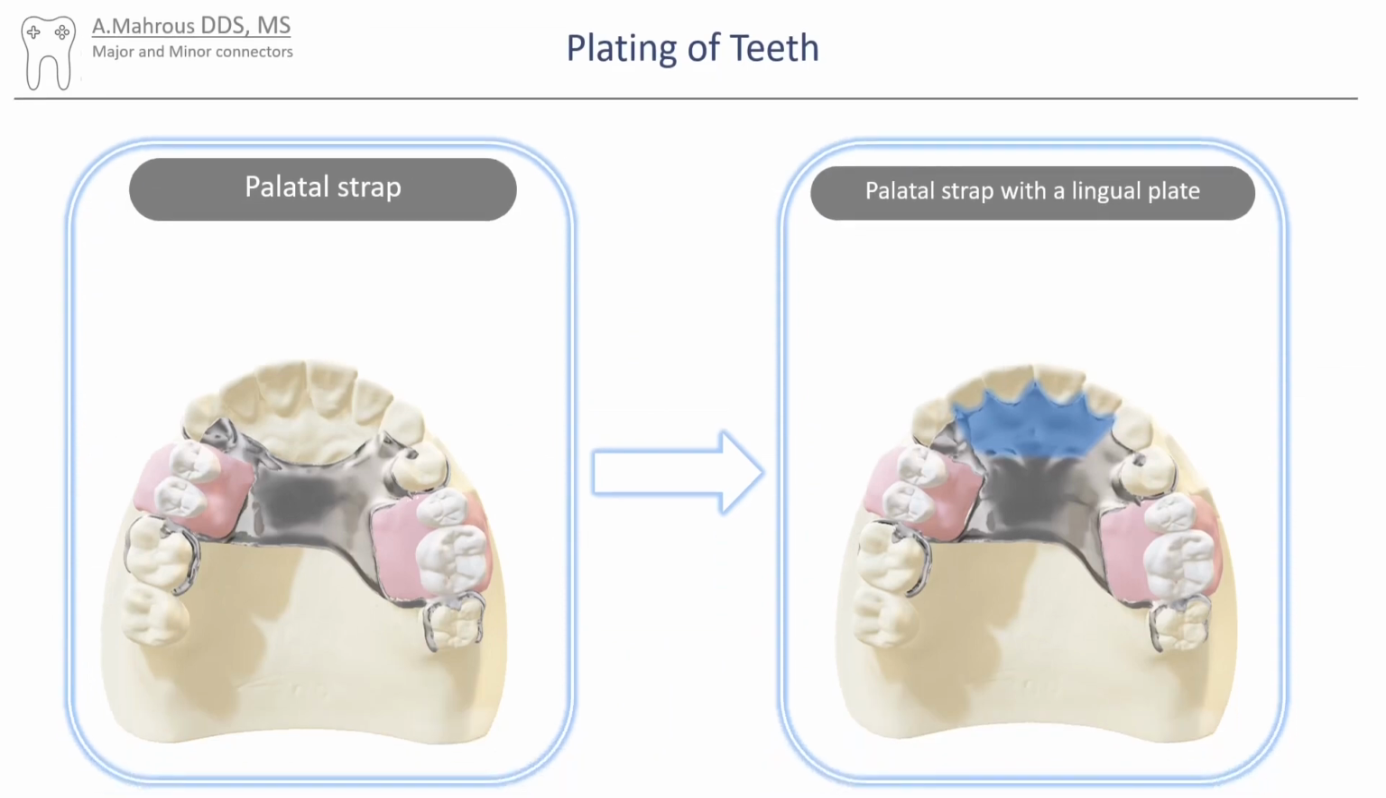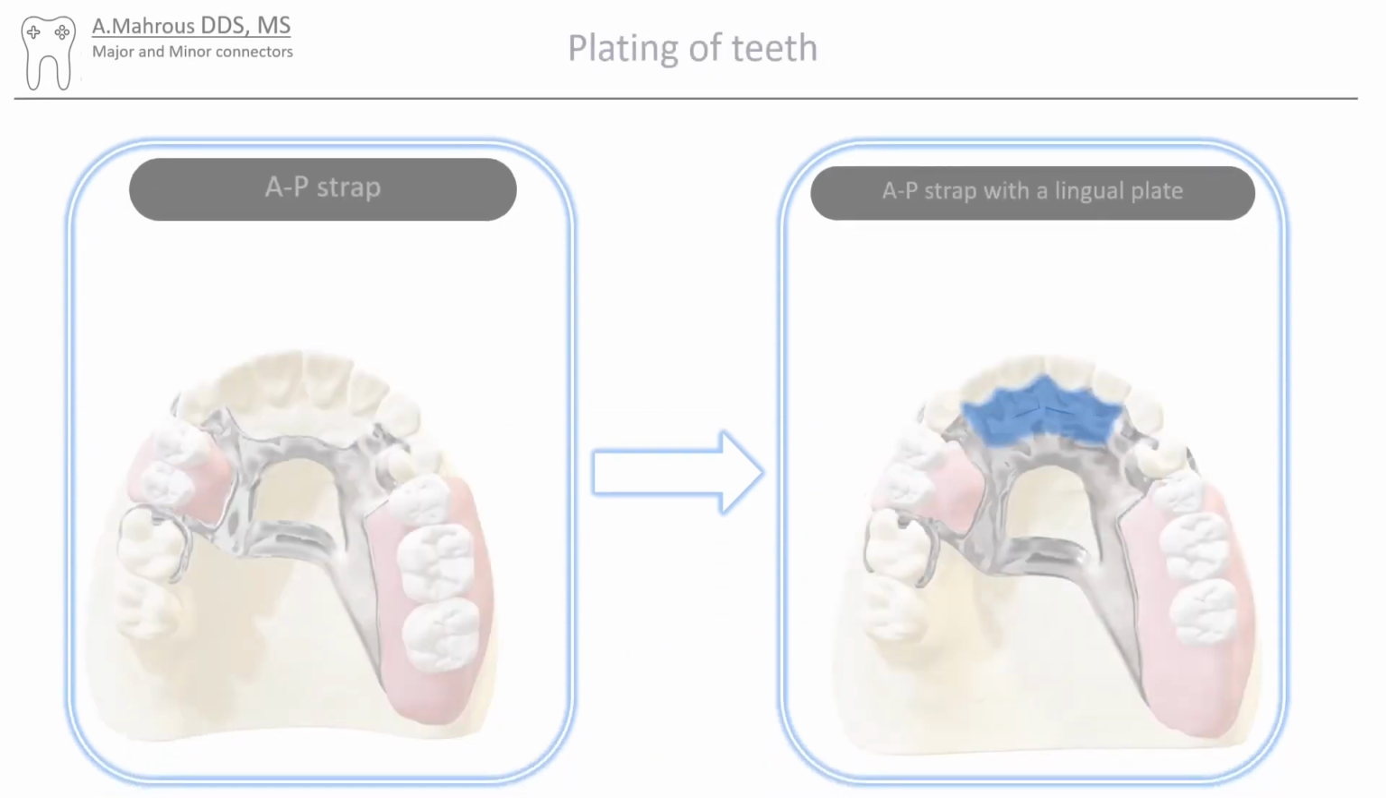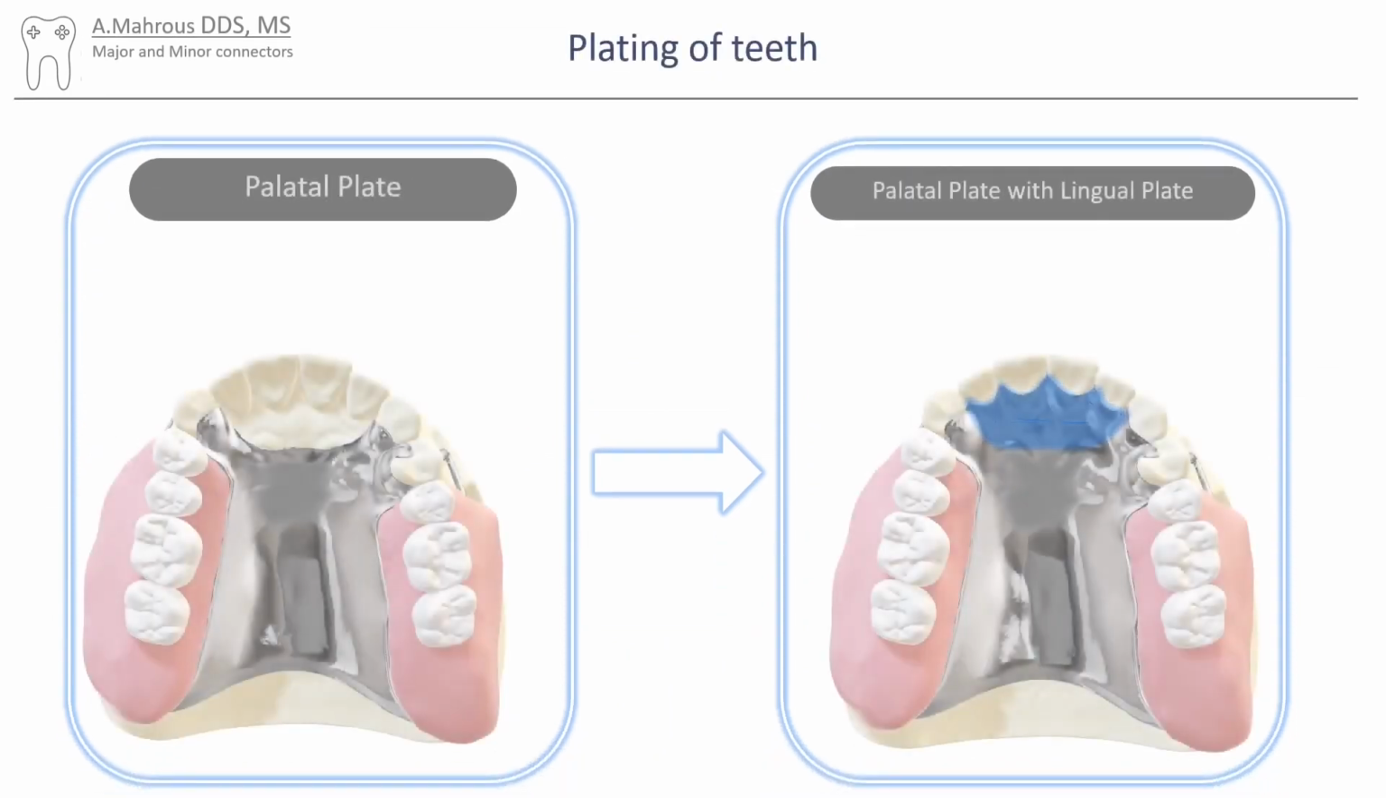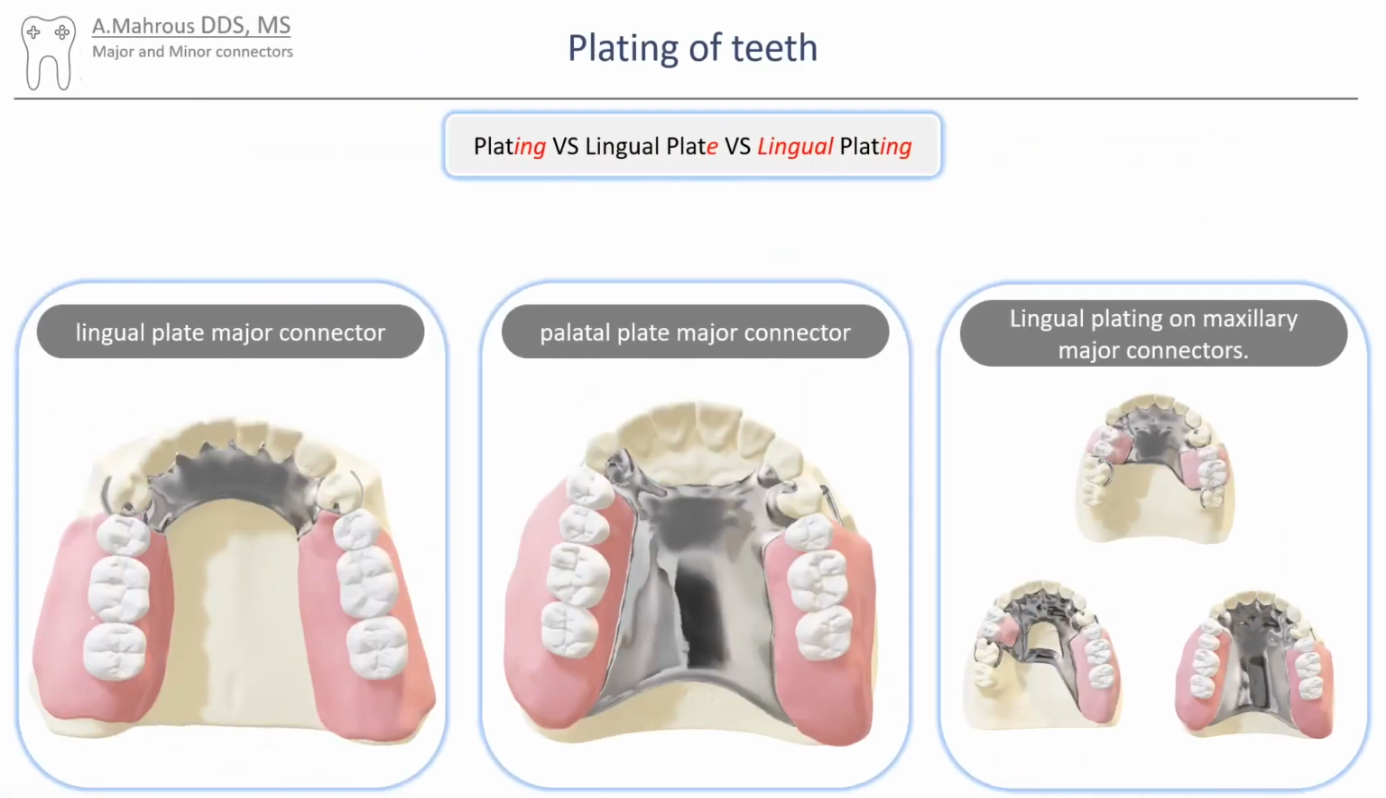A piece of the major connector called the lingual plate can be extended onto the lingual surface of maxillary anterior teeth in order to splint them in case that they are periodontally weakened. Now, this is a lot of plates, and we know that's a little confusing, so it's important to distinguish between the lingual plate major connector for mandibular arches, the palatal plate major connector for the maxillary arch, and lingual plating on the maxillary major connector's anterior teeth.